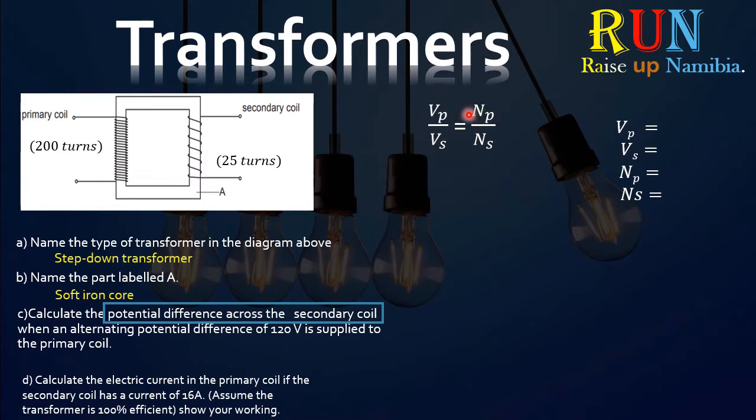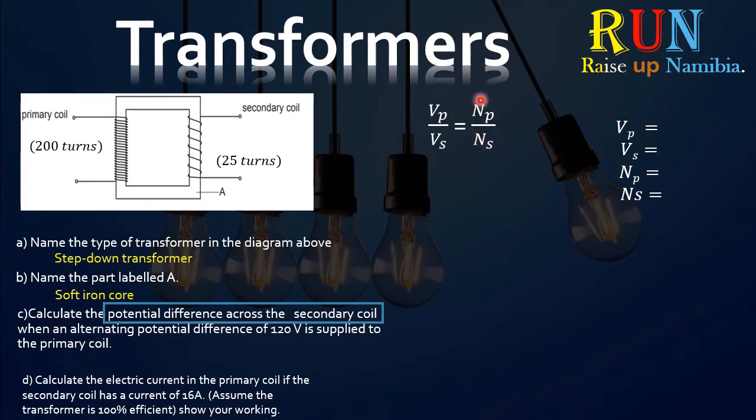Before we do that, let's write all of them on the side here, which is the VP, NP, VS, and NS. Now that we have done that, let's quickly go through them. What does VP mean? Remember in the previous videos, I told you V stands for potential difference. Here the P only stands for primary coil. So VP reads potential difference on the primary coil. The same with VS. VS simply means potential difference on the secondary coil.